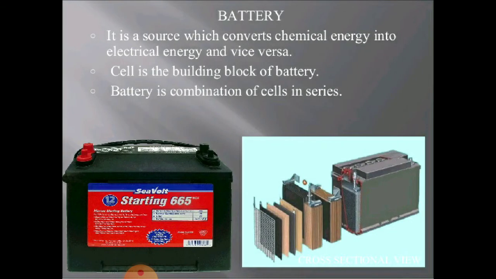The battery is nothing but a source or device which converts chemical energy into electrical energy and vice versa. A cell is the building block of a battery. So the battery may consist of one cell, two cells, three cells, depending upon the output you require. The battery is the combination of cells in series. If you want 12-volt output, then 6 cells are connected in series. Like that, the battery will be a combination of cells.